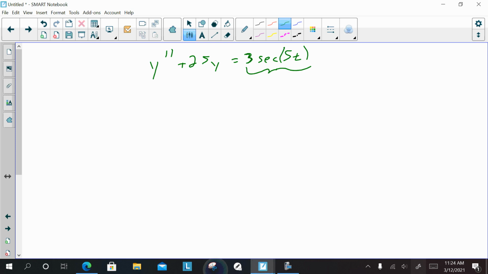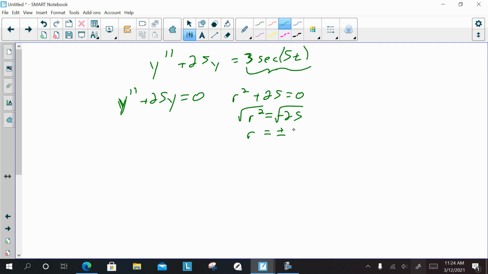So let's find our homogeneous solution to begin with. So y double prime plus 25y equals 0. So our auxiliary equation is r squared plus no r's plus 25 equals 0. Subtract 25 from both sides, and we get r squared is negative 25. Square root, so r is plus or minus 5i.